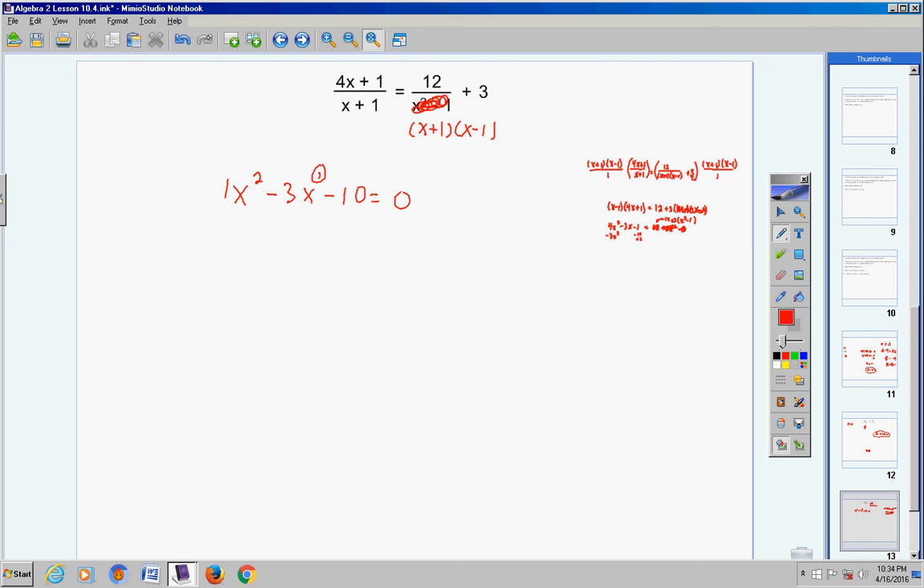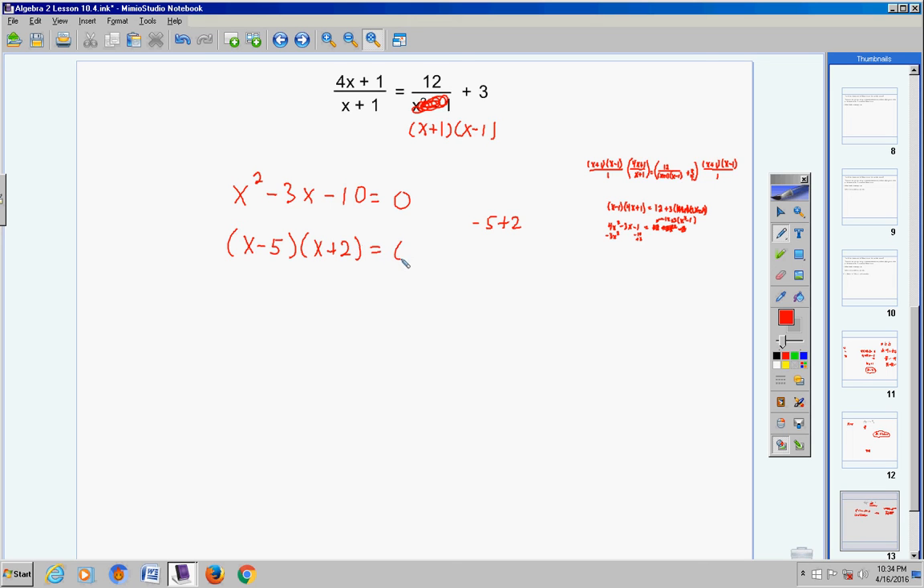That's good. So what two numbers would multiply together to give me a negative 10 and, when added, give me a negative 3? Well, I think of these two numbers right here. If you multiply those, you get a negative 10. If you combine those, you get a negative 3. So the factorization is (x - 5)(x + 2).